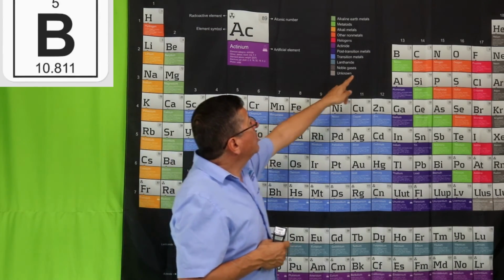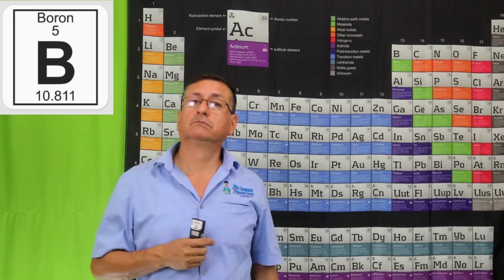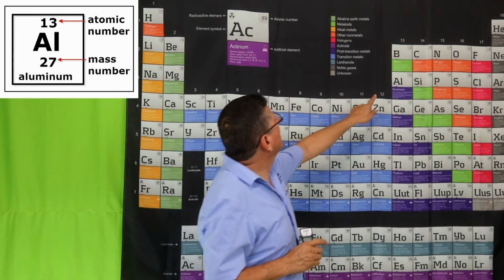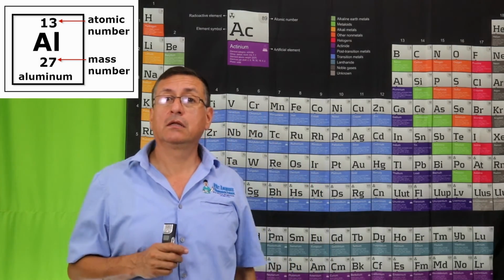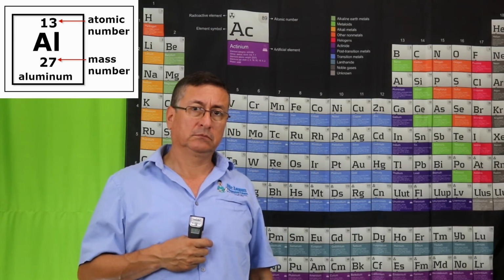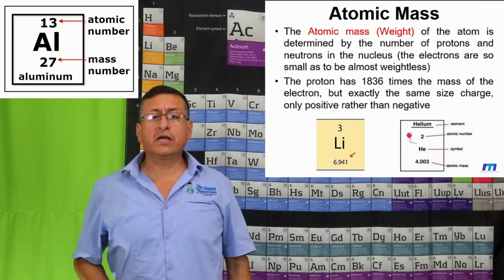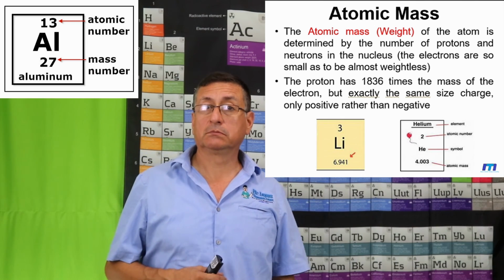For example, boron has 5 electrons in total, or 5 protons in total. What about aluminum? Aluminum has 13 electrons in total or 13 protons in total. This is the atomic number. Okay. Another important number is the atomic mass.